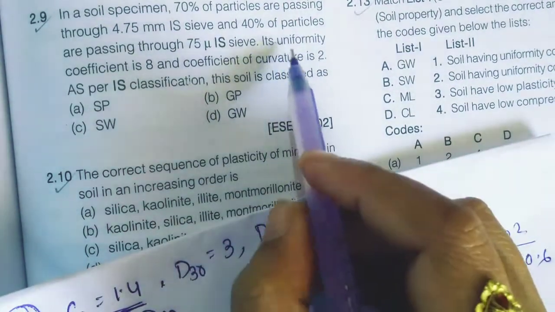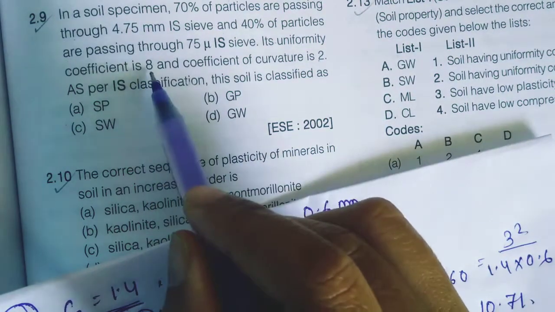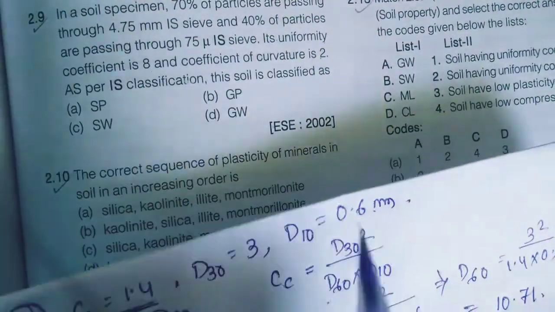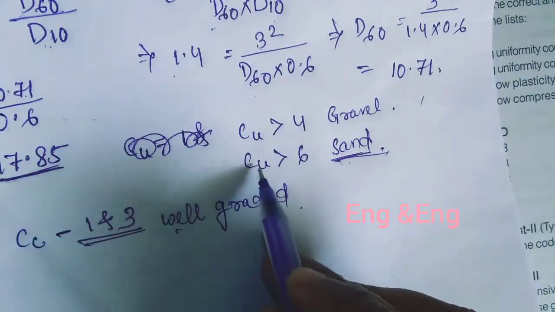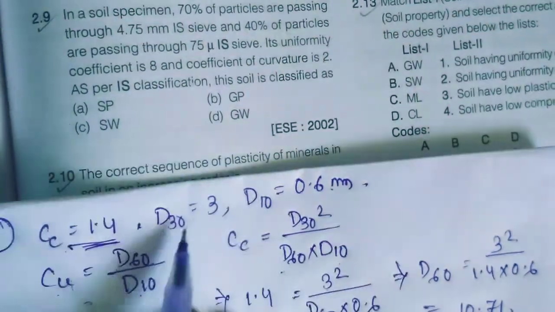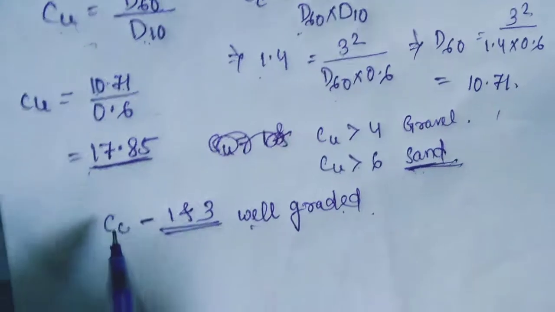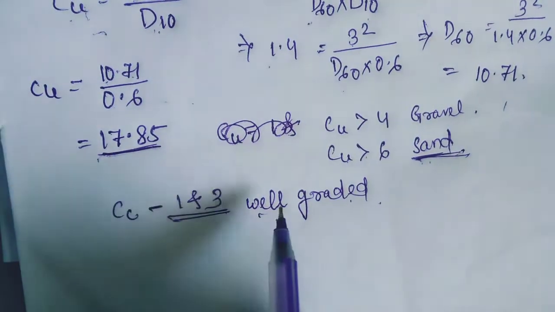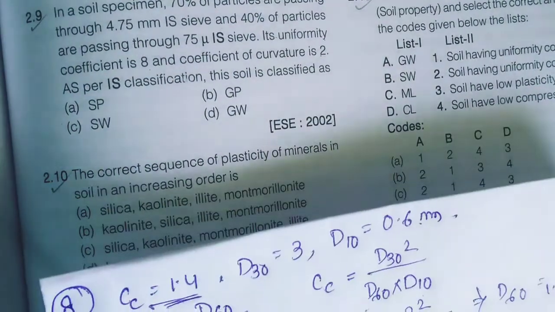Okay, next, uniformity coefficient is 8 and coefficient of curvature is 2. So coefficient of uniformity, if greater than 6, then that will be sand, and our coefficient of uniformity given is 8, so this will be sand. And coefficient of curvature is 2, so coefficient of curvature if lies between 1 and 3, then that will be well graded. So this is our 2 given, so this will be well graded sand.